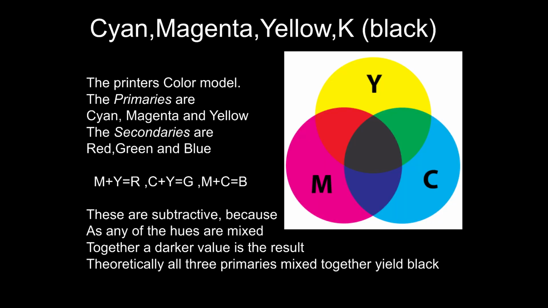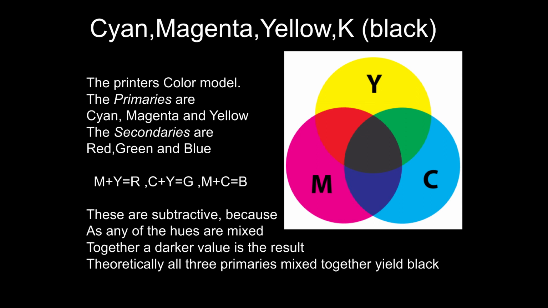Here's our cyan, magenta, and yellow. K stands for black, and it's actually not on the color wheel. And it's not used as part of the color model, but it is used in printing. So we'll call it CMY. So the primaries here are cyan, magenta, and yellow. And again, they are prime. They cannot be mixed. The secondaries, now this is interesting. The secondaries are red, green, and blue.